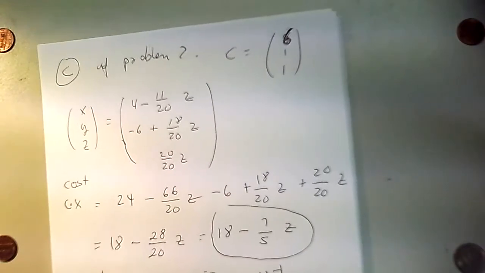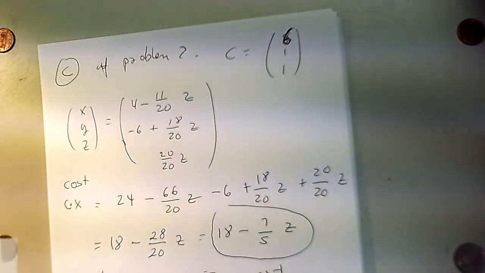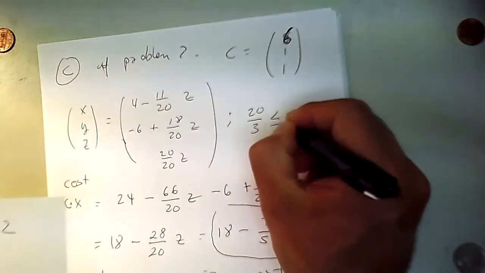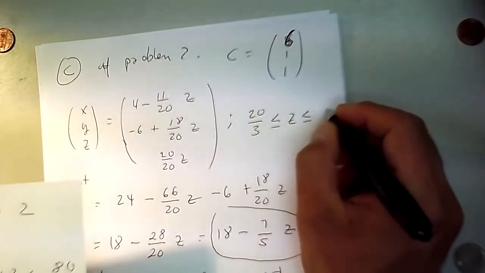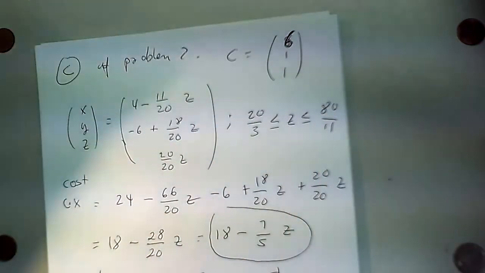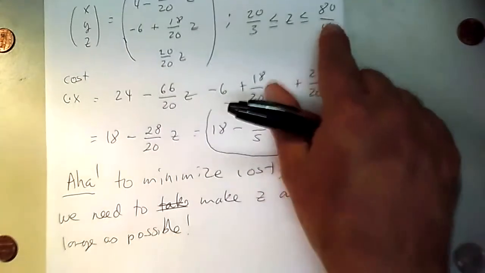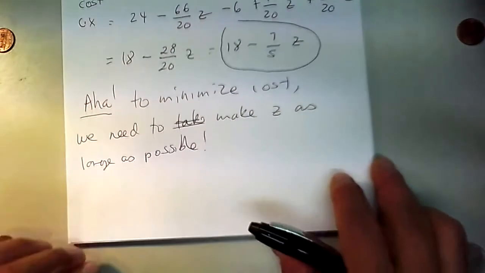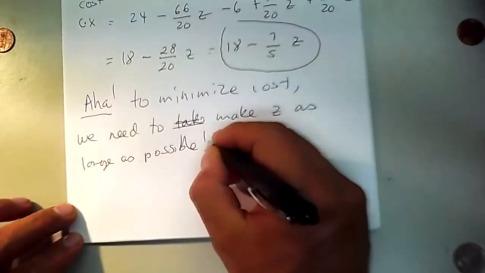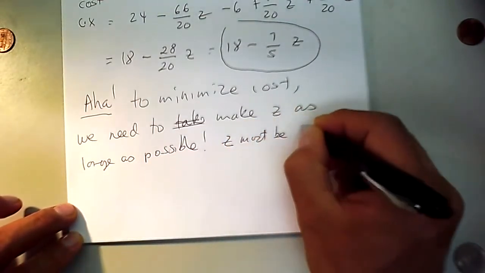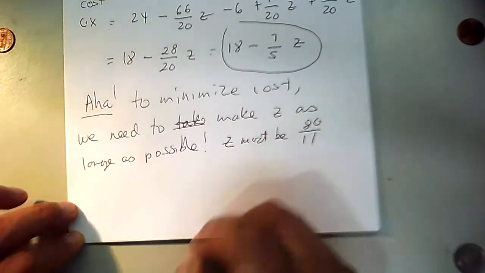Okay. Now, in a previous problem, we did have boundaries for z. I forgot to put it here. 20 over 3 is less than or equal to z, which is less than or equal to 80 over 11. So this time we want z to be as large as possible, 80 over 11. And that changes the whole point. Okay. Z must be 80 over 11.